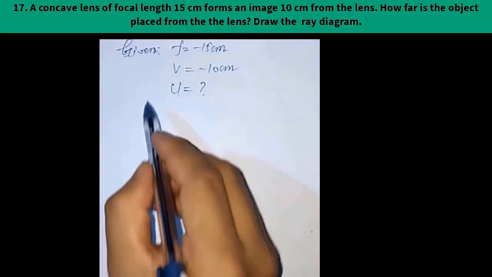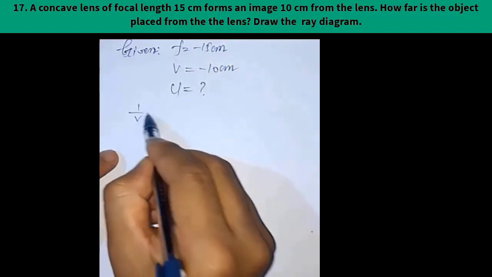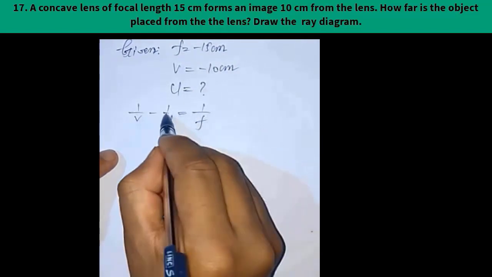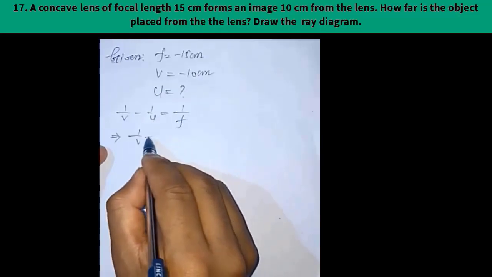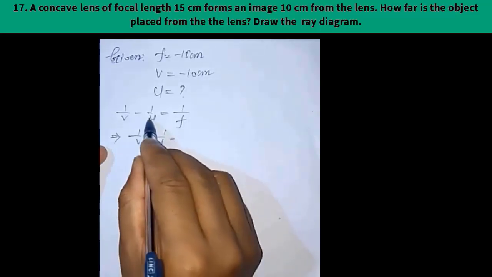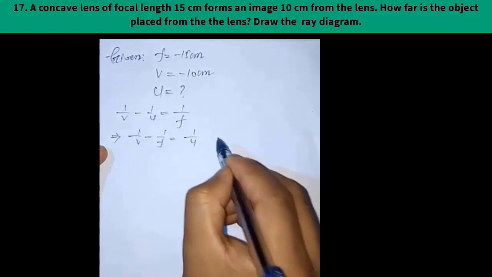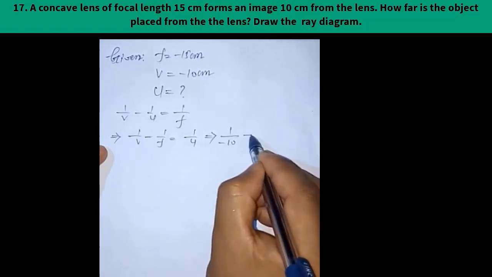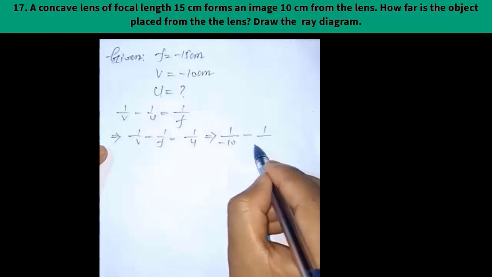Now once we know this, we can use the lens formula, 1 by v minus 1 by u is equal to 1 by f. So we have to find the object distance. So you can take this one on the right hand side. Minus 10 minus focal length is 50.